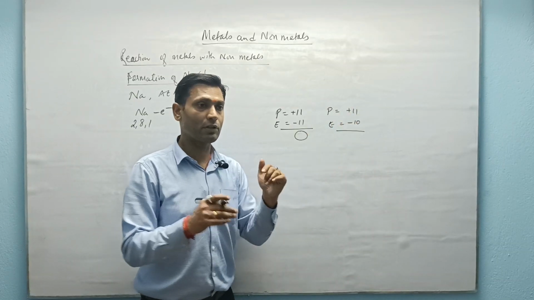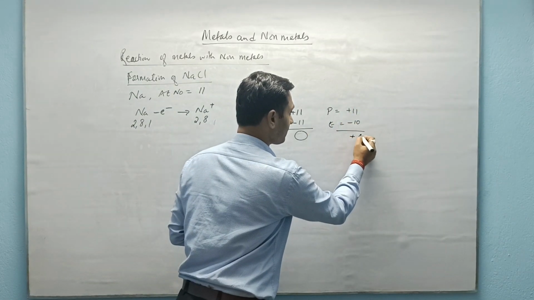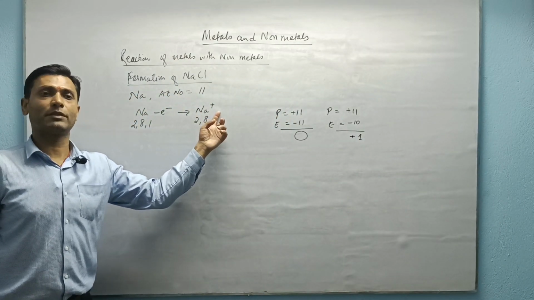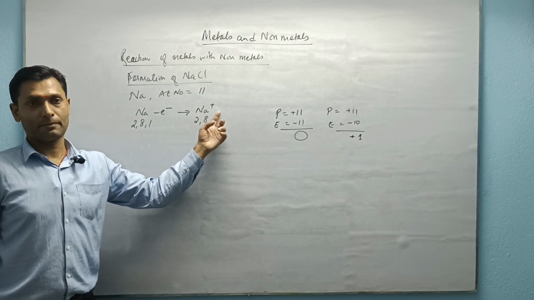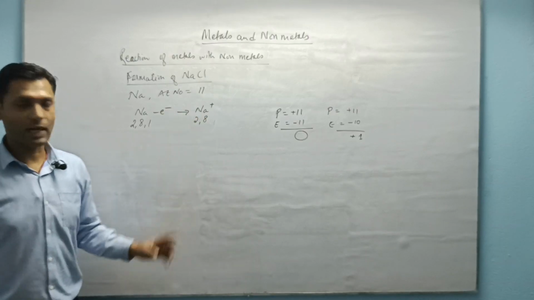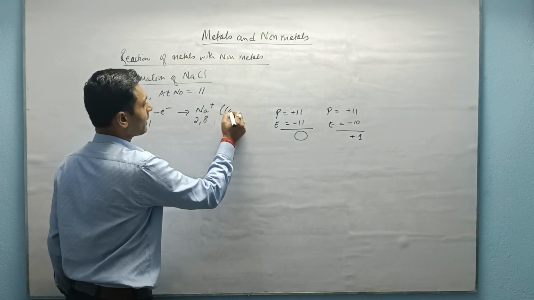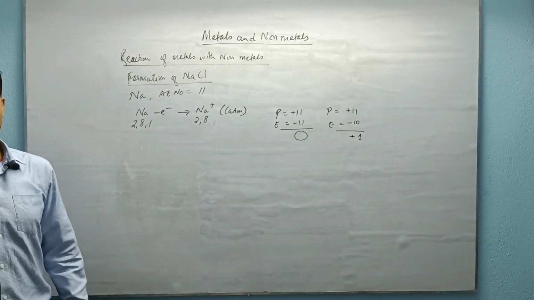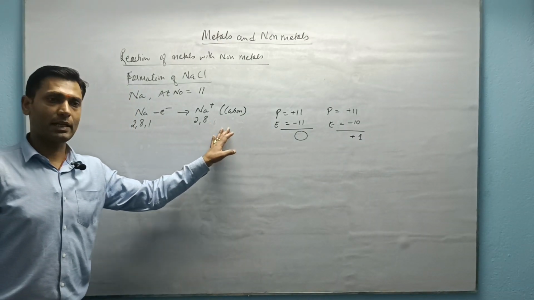So what will be the overall charge now? Plus 1. This is the reason why sodium will have a positive charge, 1 plus. And this positively charged ion is called a cation. Positively charged ion is called cation.